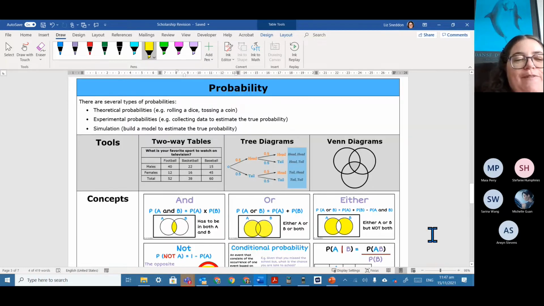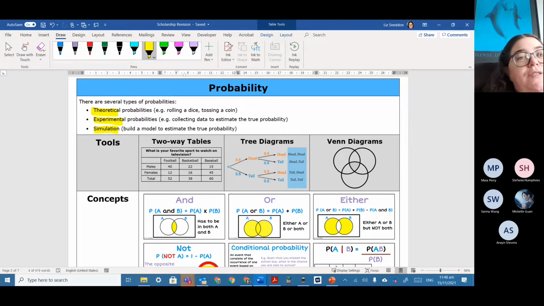We'll start with the fact that we've got several types of probabilities: theoretical, experimental, and simulation. So the theoretical, we know that's almost like the true probability. When I toss a coin, I know that there's a 50% chance. Unless it's a weighted coin and they've screwed it up, there should be a 50-50 chance of getting a head or a tail. So that's the theoretical probability.